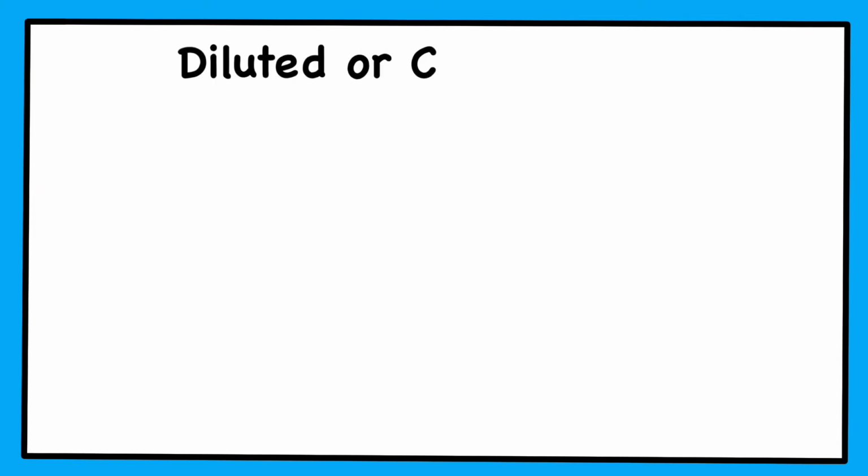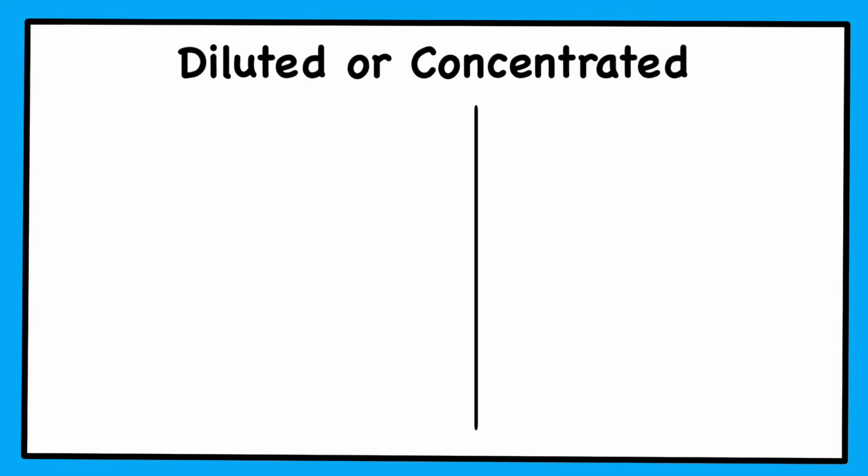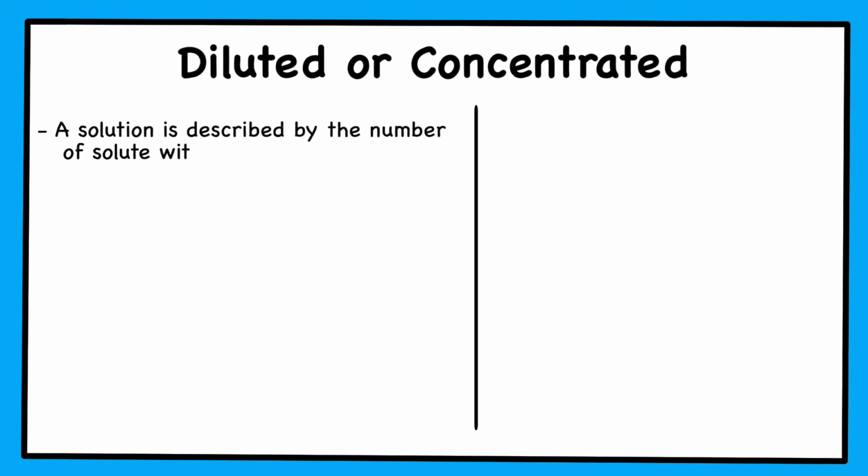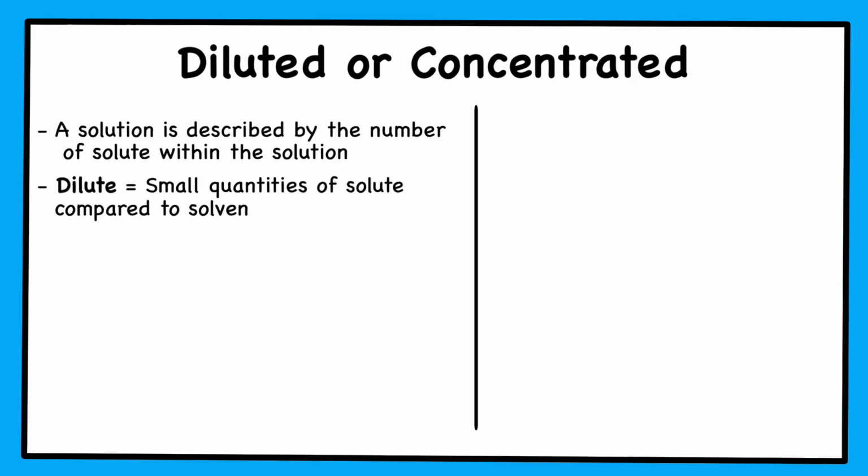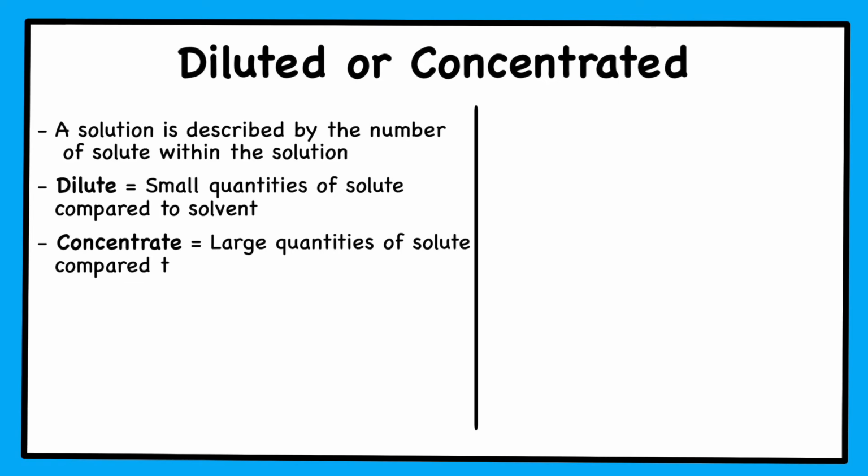Now let's start describing a solution's properties with the terms dilute and concentrated. When we describe a solution, we are going to describe the amount of solute within the solution. So, a dilute solution is one with small quantities of solute relative to the solvent, while a concentrated solution is one containing large quantities of solute relative to the solvent.